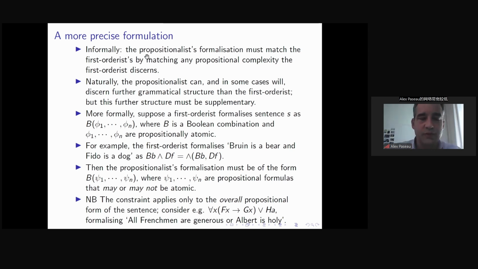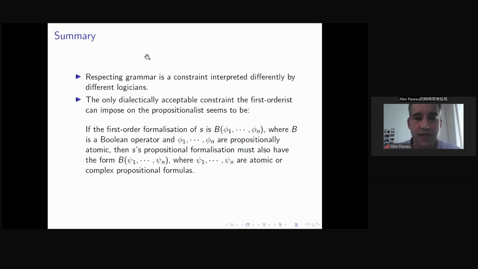Okay, so just to summarize, respecting grammar is a constraint that is interpreted differently by different logicians, and the only dialectically acceptable constraint the first orderist can impose on the propositionalist seems to be this. If the first order formalization of S is B of phi 1 up to phi n, where B is a propositional Boolean operator and phi 1 to phi n are propositionally atomic for the first orderist, then the propositionalist must also see this as B of psi 1 up to psi n, where psi 1 to psi n are atomic or complex propositional formulas. That seems to be the fairest kind of test.